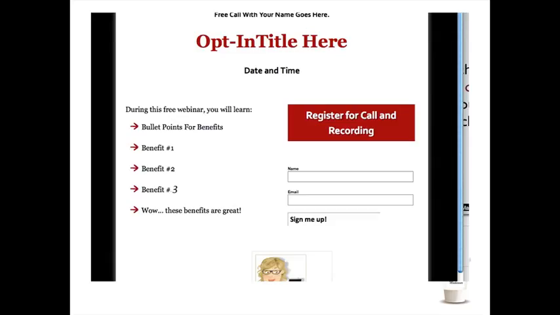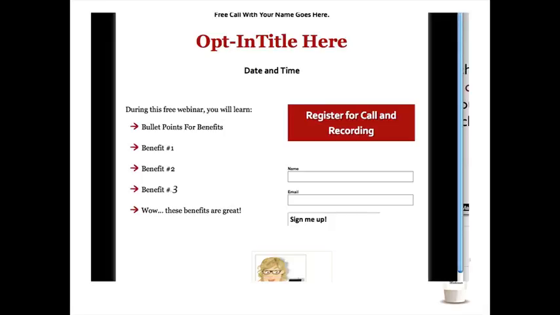Here's another more contemporary variation that a lot of people are using. This is for a call, but it could be for anything. It could be for if you modify it. But what we've got is the opt-in goes there, but notice we've got here just a few bullet points on the left, an opening statement, some bullet points, summary about how, wow, these are really good benefits, I can't wait, and then register for call and recording. Then you have a place to sign up.